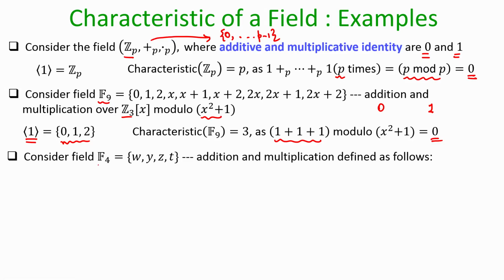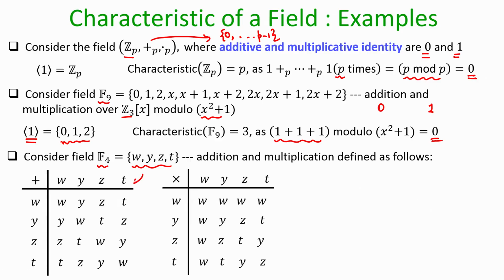Now, let us consider an abstract field F4, where my elements are letters here W, Y, Z and T, and now I define an addition and multiplication operation as per this table. This table basically tells you the result of performing the plus operation and multiplication operation. So, for instance, this entry means that if I add Y and Z, then my result is T. In the same way, as per the multiplication table, the interpretation here is that if I multiply Z with W, my result is W, and so on.